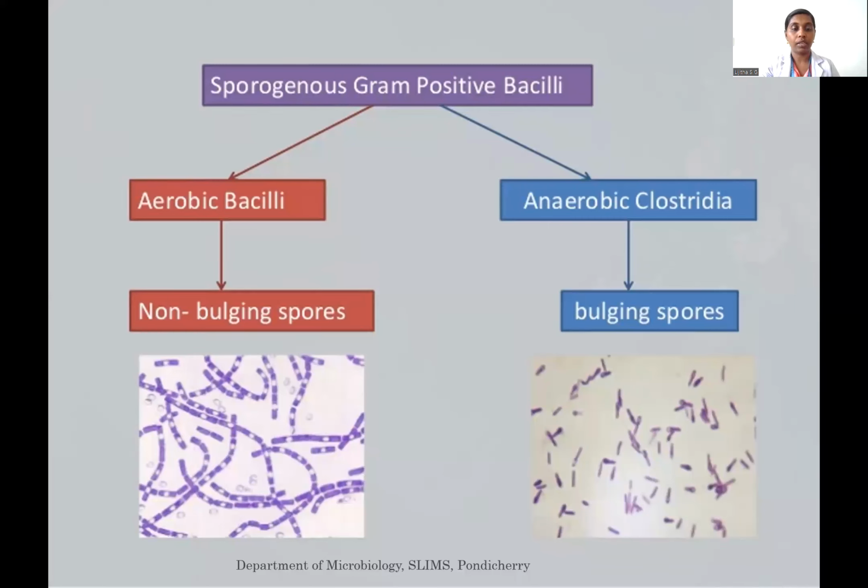The same thing, in the diagram you can see here the Bacillus, they have non-bulging spores. The empty space you see is the spore, because it won't take up the gram stain. So the empty space here is a non-bulging spore for Bacillus, and Clostridium produces bulging spores.